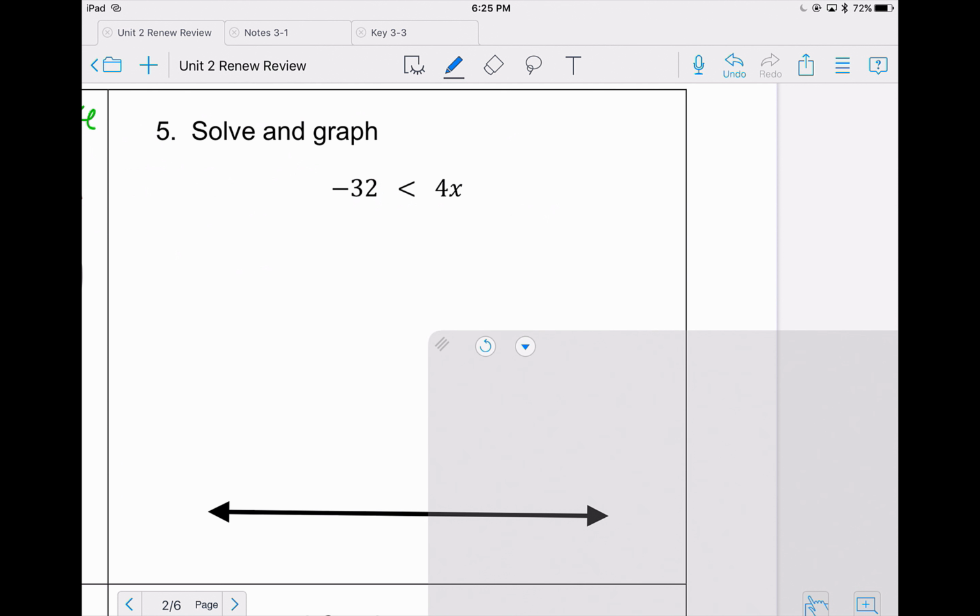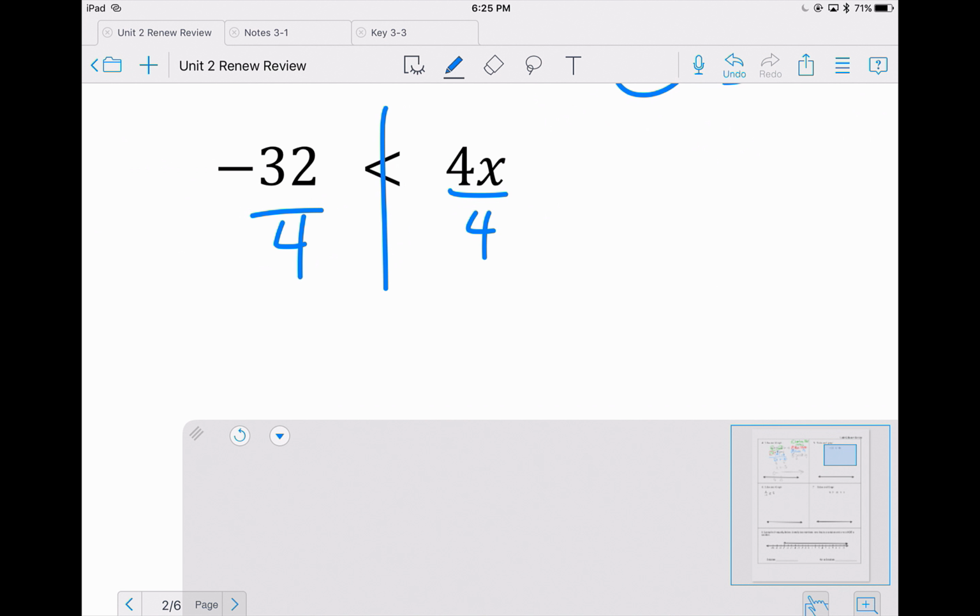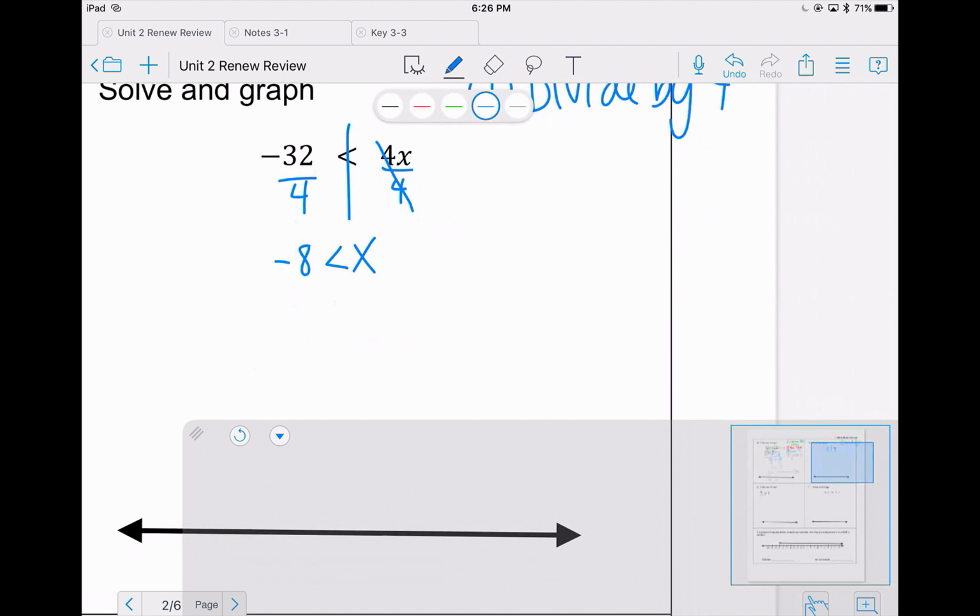Problem 5. I notice here I just have one x. Over here, I just have one number, which means I'm just going to do one thing. I am going to divide both sides by 4. Again, I'm dividing because when there's no operation listed, it's multiplication. And 4x, there's no operation, so it's multiplication. My 4's cancel on this side, so I have negative 8 is less than x.